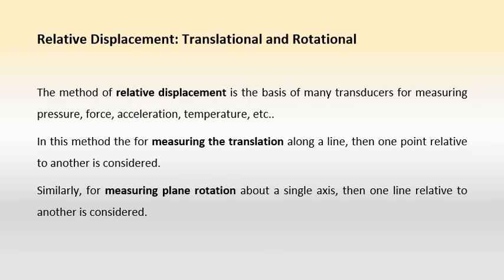In each case we need to know what the displacement is: translational means along a straight line, and rotational means the movement is in a rotating manner. For that we have various devices for measuring displacement.